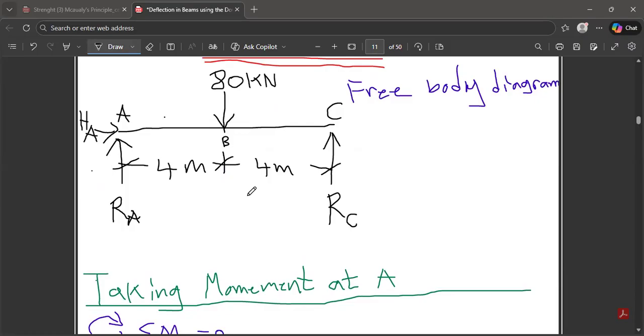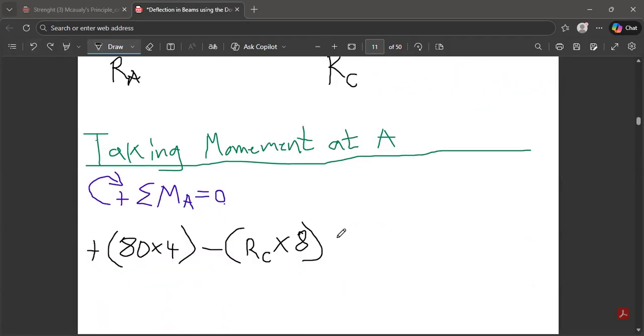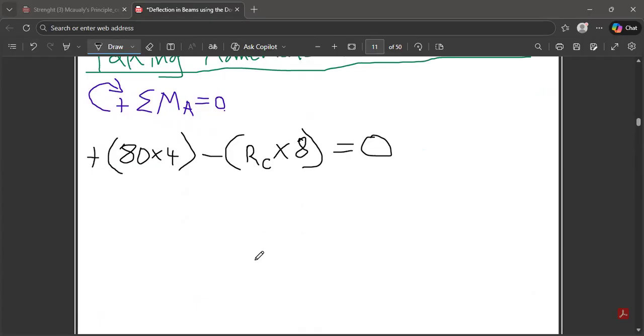At the end of the day, you can see that there is nobody else. Because we are taking moments over here, all other forces over here are 0, so we will not include them. So we equate everything to 0. Let's quickly simplify. 80 times 4, what are you getting? I'm getting 320 minus 8 RC is equal to 0.